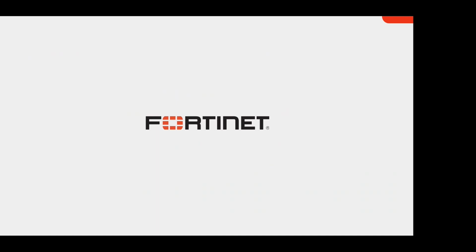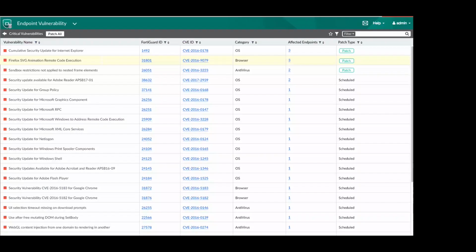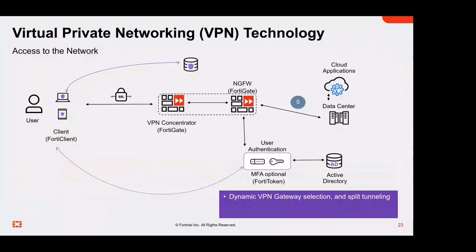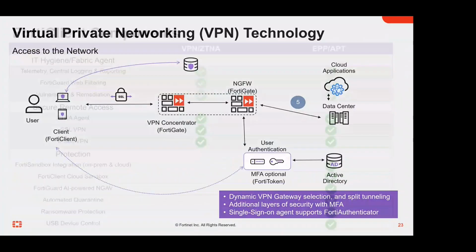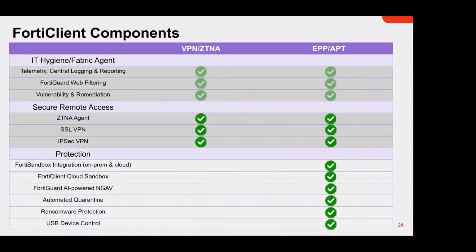Yeah. And maybe you can show the slide where you have the comparison between the EPP and the ZTNA. It's somewhere in the beginning. Yes, one further, one in front. Yes, this one. So, do I understand it right? Those are also the points I can license, let's say the IT hygiene fabric agent, the secure remote access part, and the protection part. So I can mix and match it.